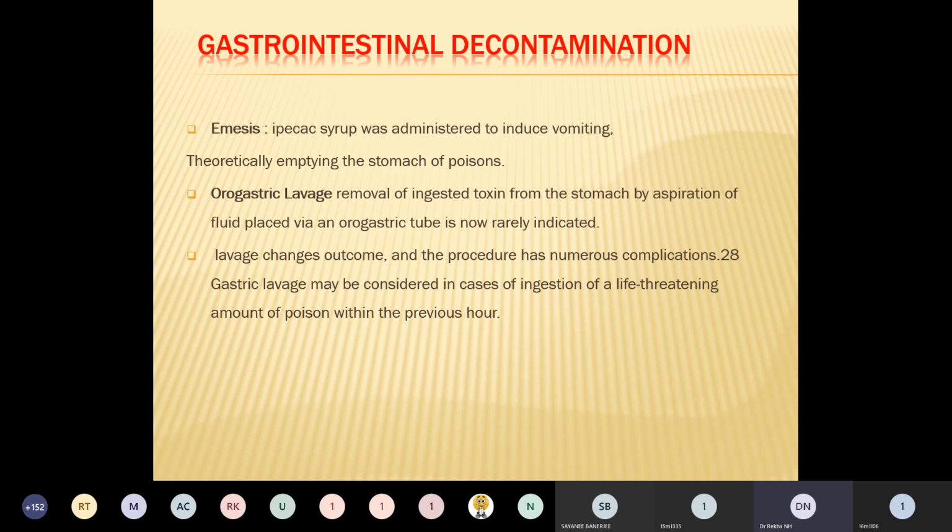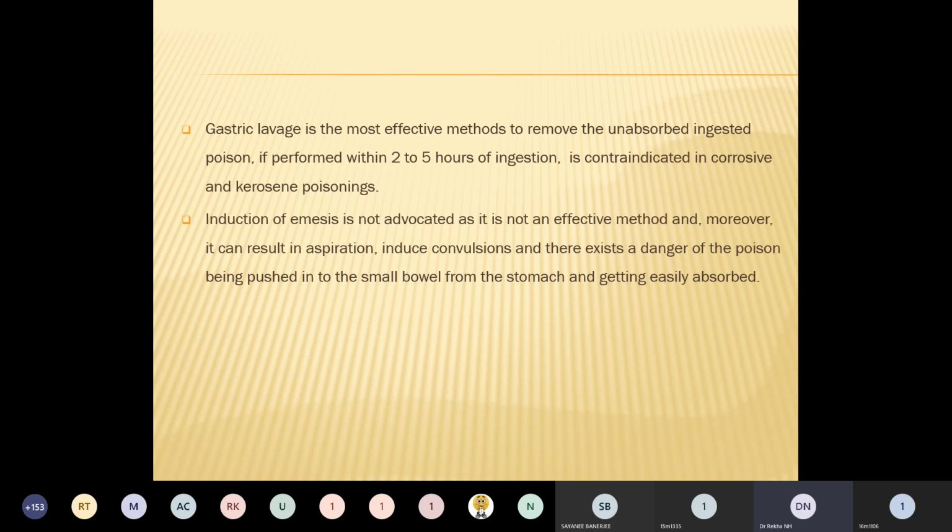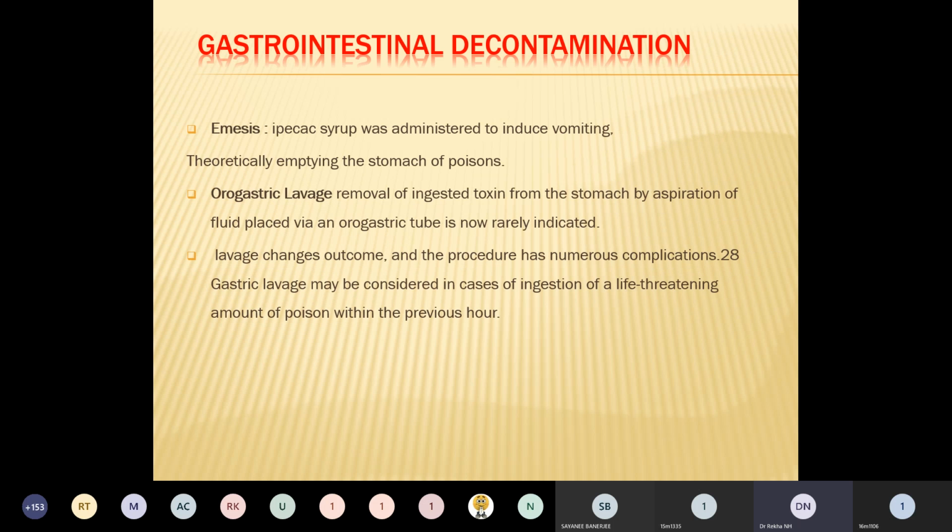Next is GI contamination. First, you have to ask whether the patient, before coming to the hospital, has had emesis induced by the attenders by local or conventional measures, or we can give ipecac syrup to induce vomiting. This is only theoretically emptying the stomach of poisons. Otherwise, we have to give a gastric lavage.